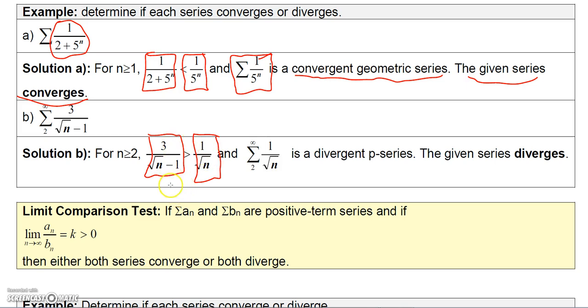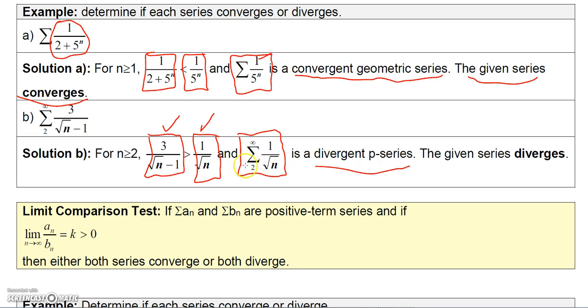Okay, so you can plug values of n and show that in here, but the point is that the term 3 over square root of n minus 1 can be shown to be bigger than the term 1 over square root of n. And you can show that 1 over square root of n, that's 1 over n to the 1/2, is actually a divergent p series, because p would be a half, and since a half is less than 1, that means this series is divergent.